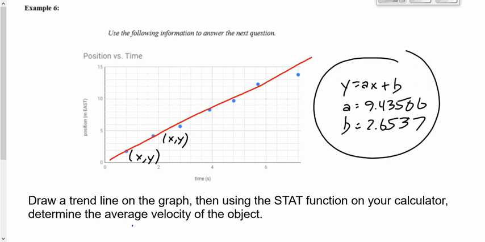Stat, edit 1, put your data in, stat, calc 4, and then just write down what you see on your screen. 100%. Got it? Question?